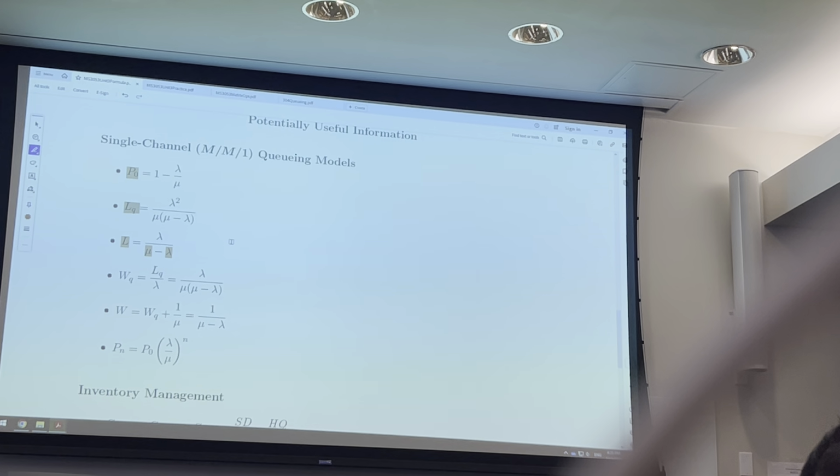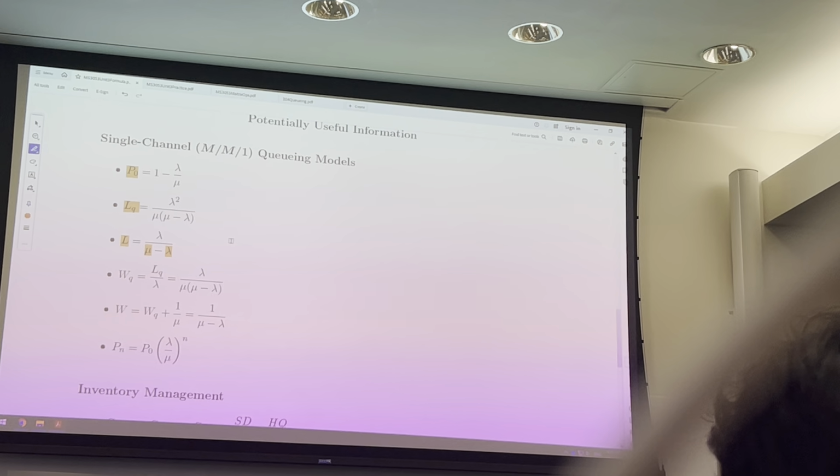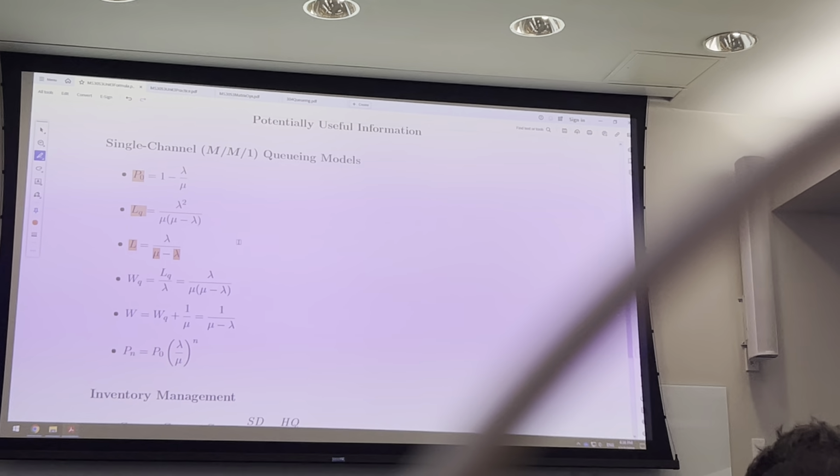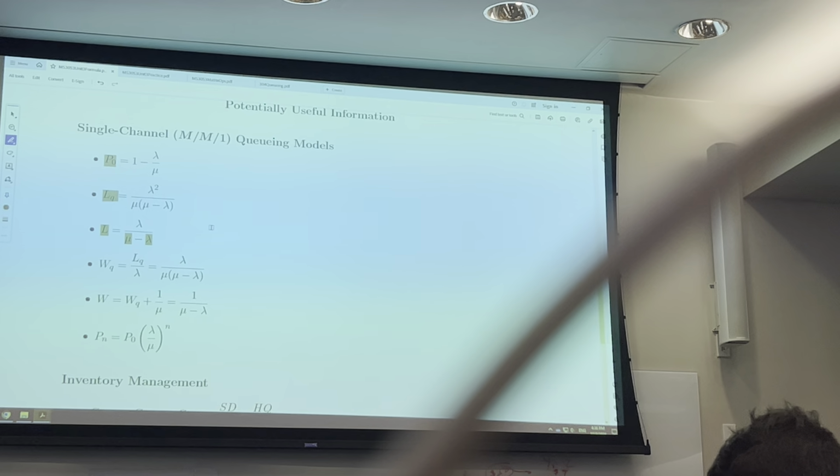And of course, remember, all these formulas are going to be functions of both lambda and mu, because they relate to both the arrival process and the service process. The number of people waiting in line depends on not only how frequently people are arriving, but also how frequently people are being taken care of at the end of the line. So all these operating characteristics have both lambda and mu. A couple of notes, very important. Lambda and mu, which one has to be larger?